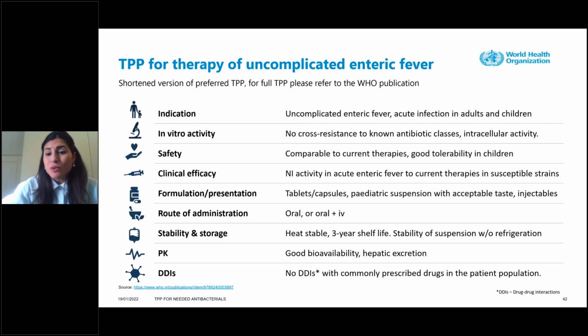The research today focuses on vaccines and diagnostics to prevent Salmonella Typhi and Paratyphi. However, the preferred TPP for a new drug candidate would be a product with no cross resistance to existing drugs used for the treatment of enteric fever. The new treatment should have an excellent intracellular penetration and lead to a rapid clinical and microbiological clearance. It should be suitable for children with both IV and oral formulations, with a good bioavailability and a hepatic clearance.